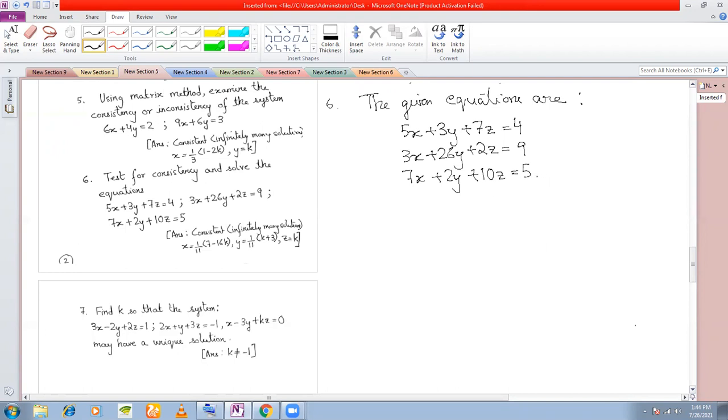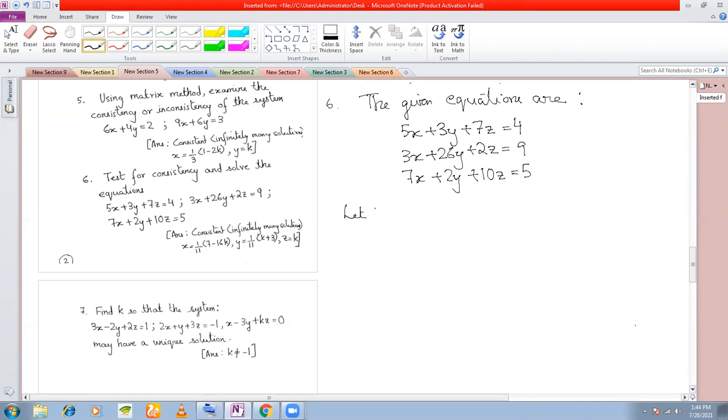Okay. And you need to test the consistency of these three. What does it mean by consistency? Whether the system has a solution or not, or whether the system has one unique solution or an infinite number of solutions. So first of all, let's form the matrices here.